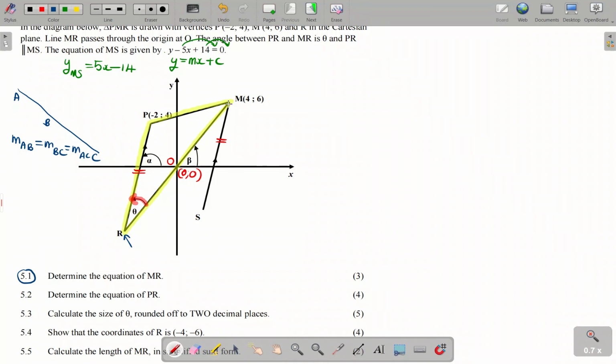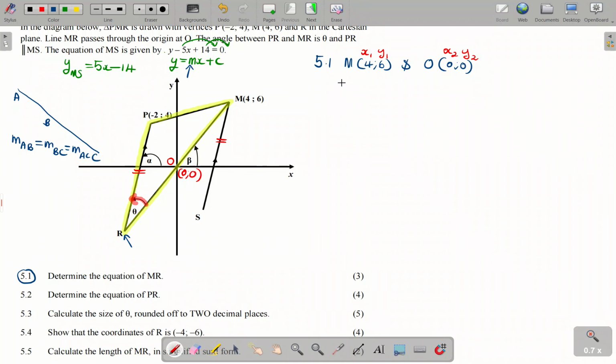So this is not going to stop us from finding the equation of MR. We know that we need the gradient. To find that gradient, for 5.1, I'm going to use points M and O, which is 0 and 0. I'm going to name these x1, y1, x2, y2.